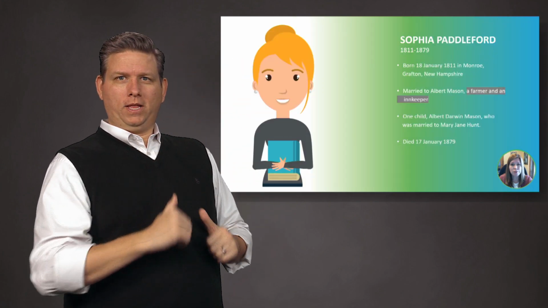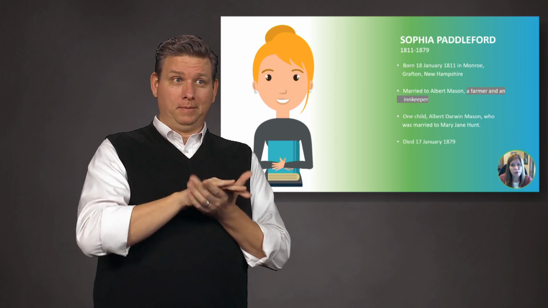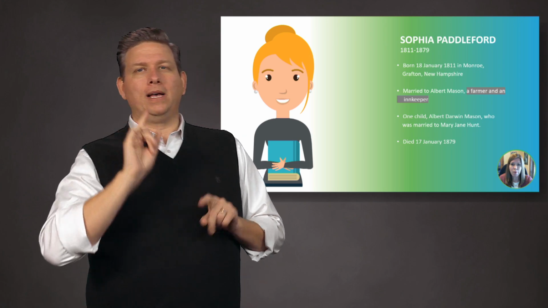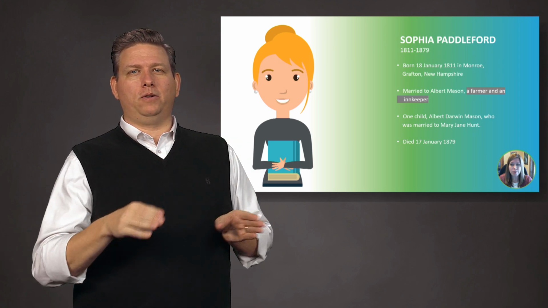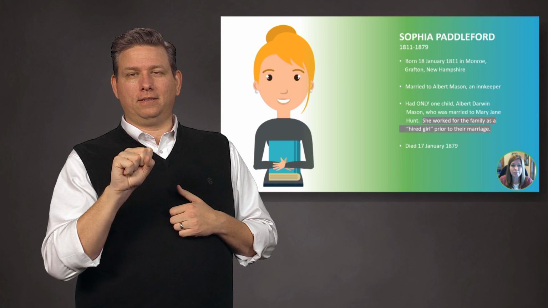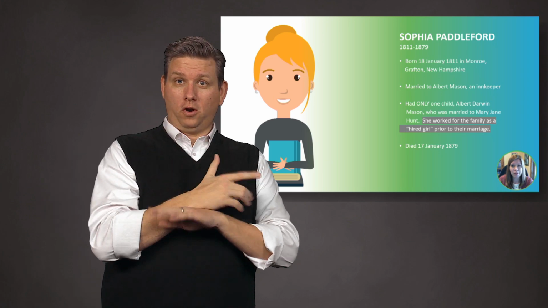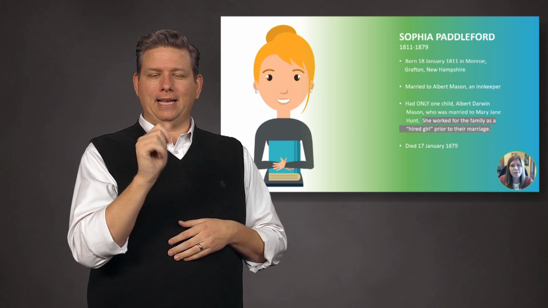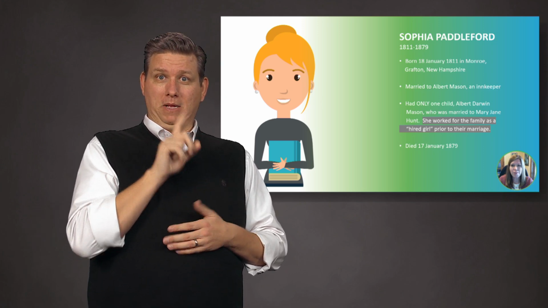Sophia was simply a name with a few dates on a page. By analyzing and attaching records, a better picture of Sophia's life has emerged. We now know that her husband Albert was a farmer and an innkeeper, which explains why they always had different people living in their households on each census. We learned that Sophia's daughter-in-law lived with the family as a hired girl in 1860. Sophia's son Albert Darwin must have fallen in love with the hired girl as they were married 3 years later in 1863.